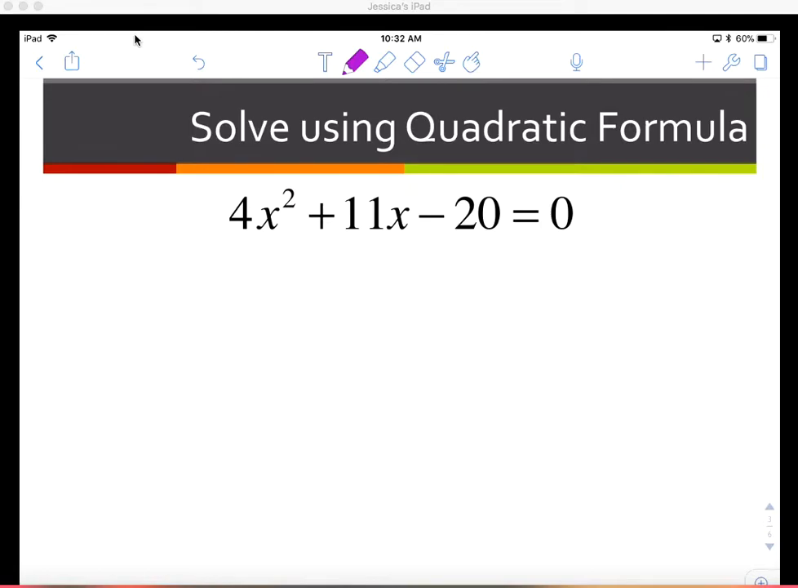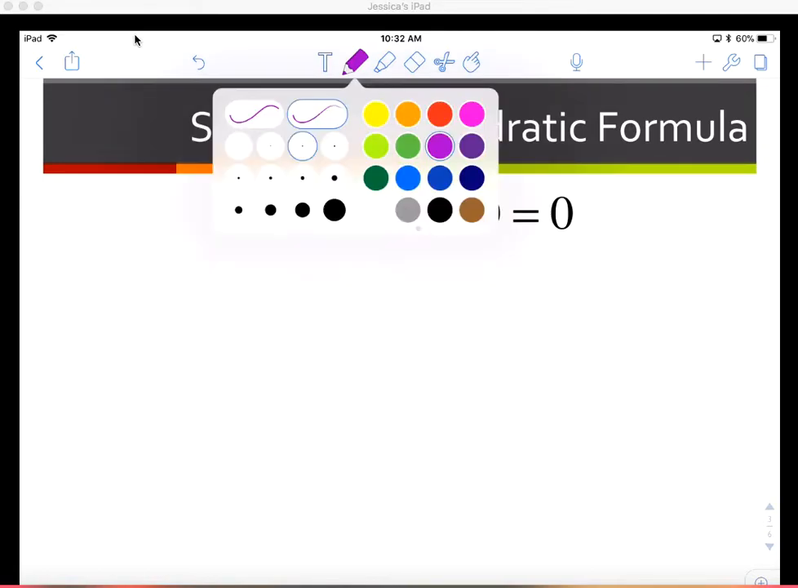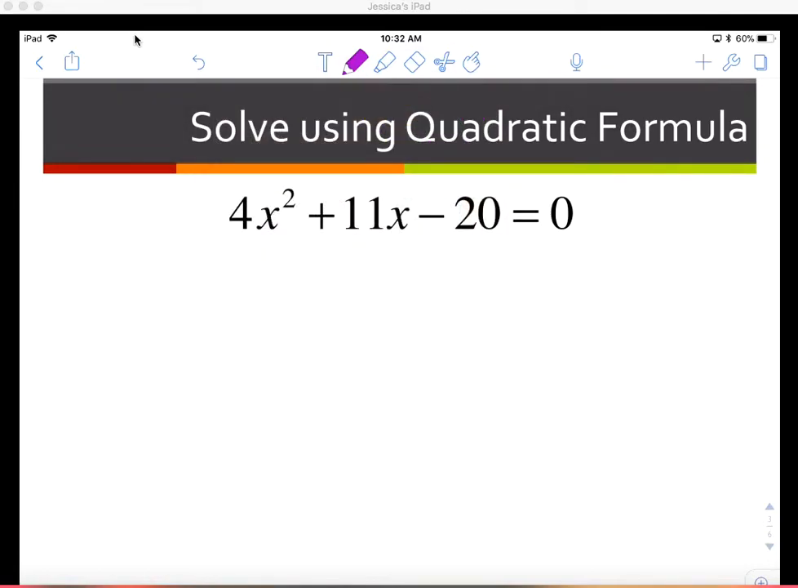We have 4x squared plus 11x minus 20 equals 0. So first, I'm going to determine a, b, and c. For this one, my a value is 4, my b value is 11, and my c value is negative 20. Then I'm going to write out the formula, and remember, you can use the song if you need to.